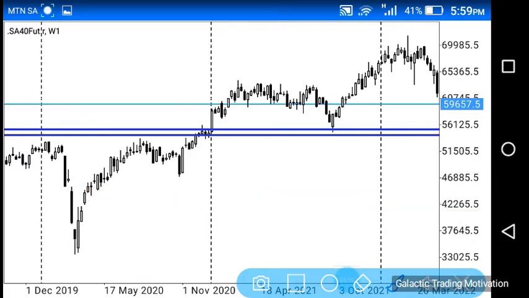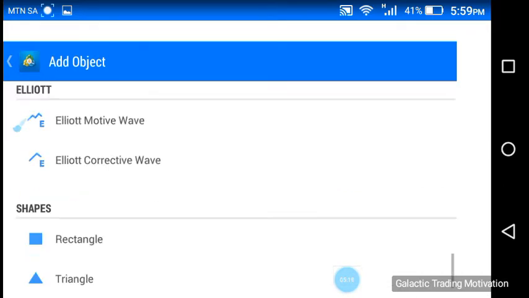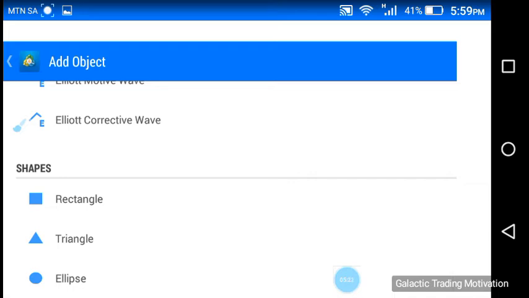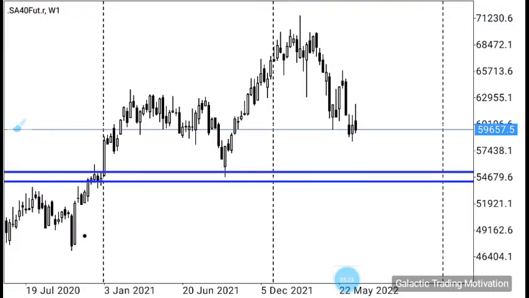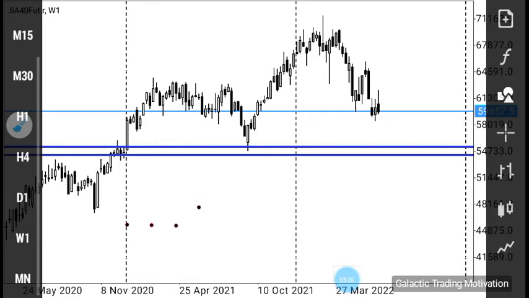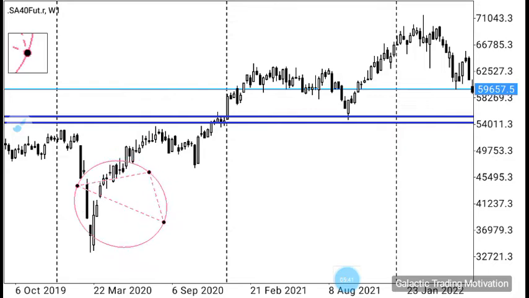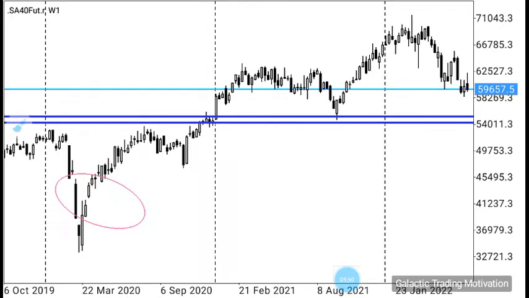So I'm just going to, for now, add a shape to that gap so that we don't forget about it. Just bear with me, guys. Okay, there we go. I'm just going to put this here so that we don't forget about the fact that we have, in this region, a gap. So there we go.